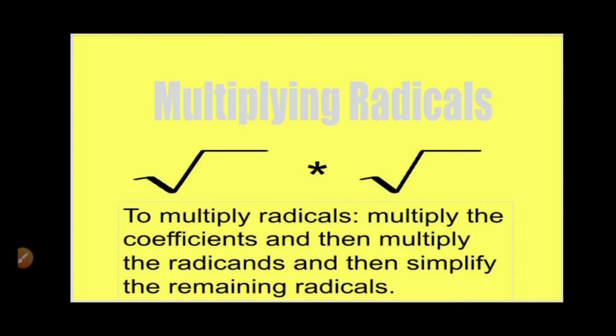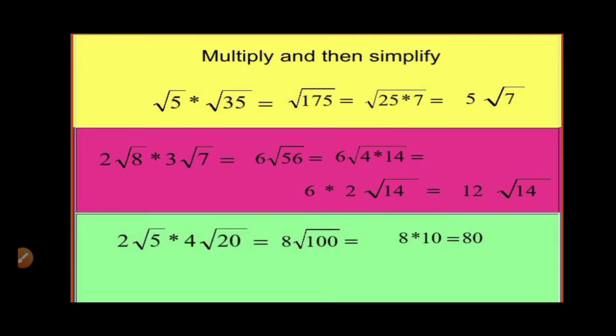Today we will be multiplying radicals. To multiply radicals, multiply the coefficients, then multiply the radicands, and then simplify the remaining radicals. So we have an example, multiplying and then simplifying. Square root of 5 times square root of 35 equals square root of 175 equals square root of 25 times 7 equals 5 square root of 7.